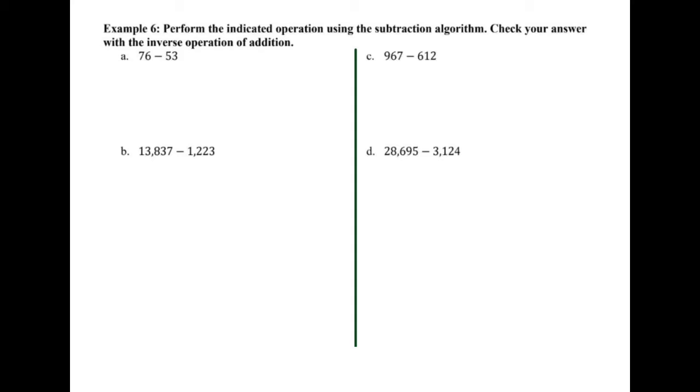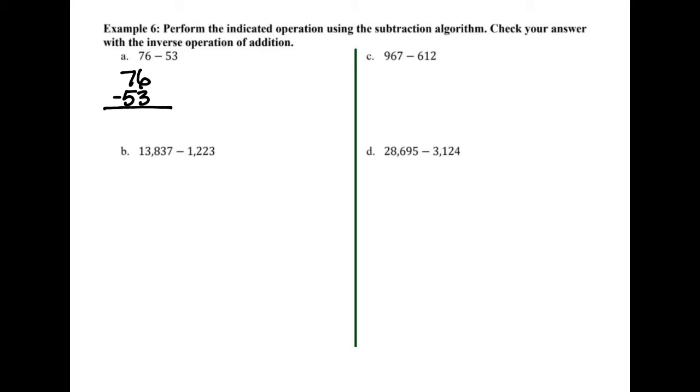Okay, example 6, we are using the subtraction algorithm and checking our answer with the inverse operation of addition. Okay, so let's set this one up. 76 on the top, 53 on the bottom. Now remember, we talked about the fact that subtraction is not commutative. The first one goes on top, the second one goes on the bottom.